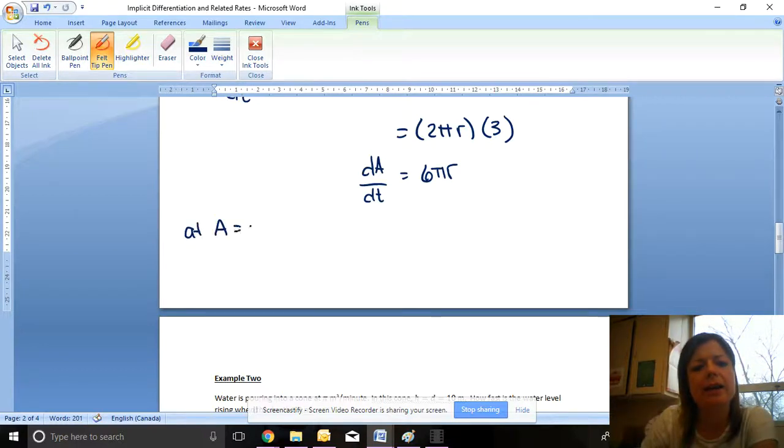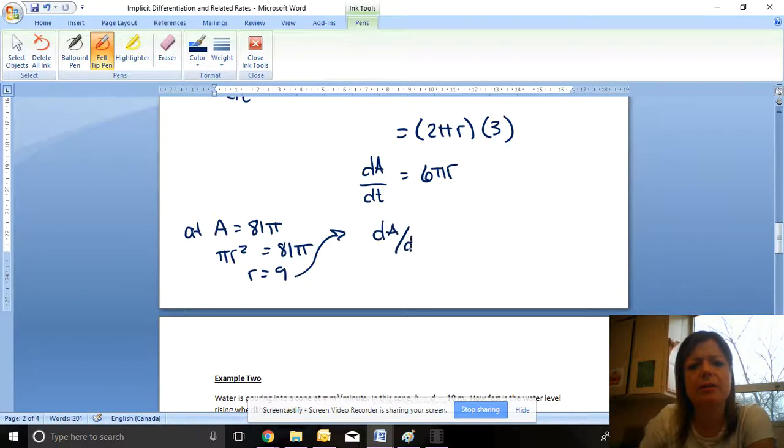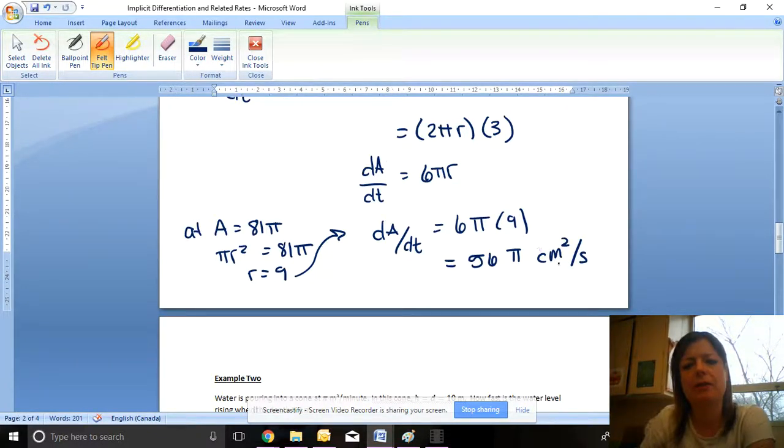So when the area is 81 pi, we need to find out what the radius is there. So when pi r squared is equal to 81 pi, we get that r is equal to 9. Divide both sides by pi, and then take the square root of 81. So now we're going to take that 9 and put it in here. So then the change of area with respect to time is 6 times pi times 9, which is 54 pi centimeters squared per second. Since it's the area units divided by the time units.